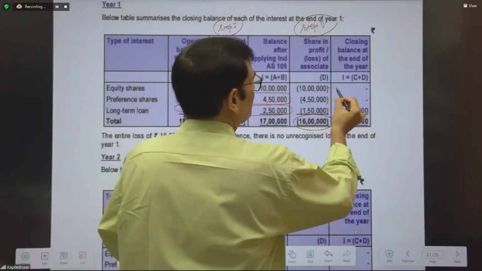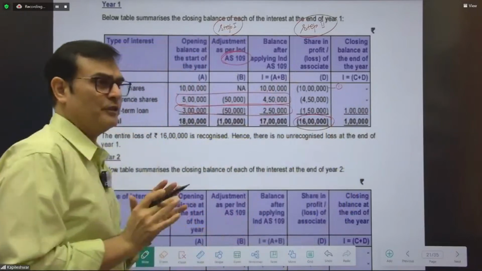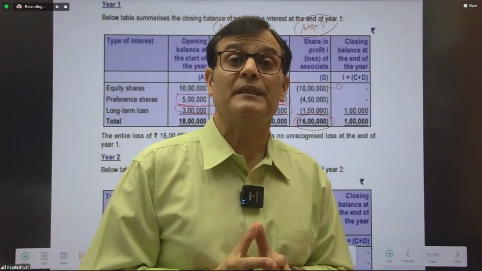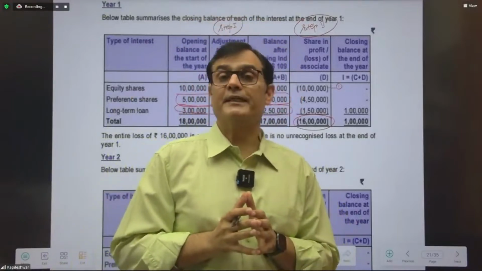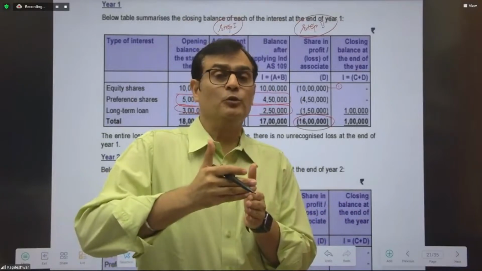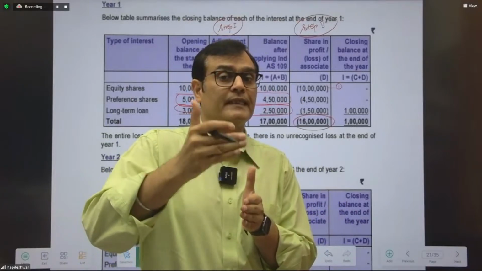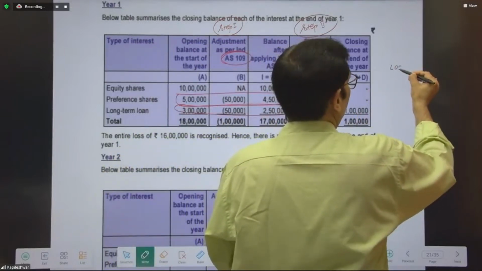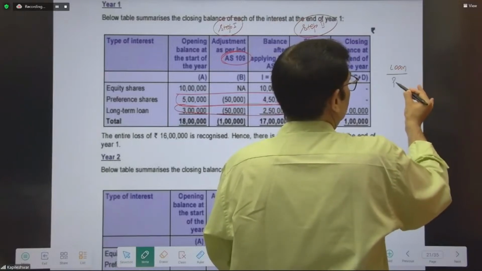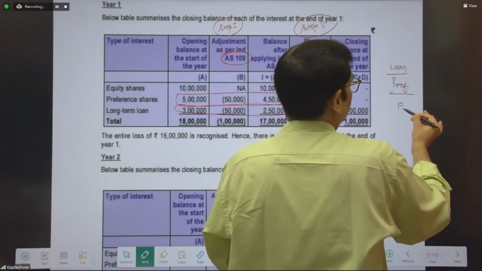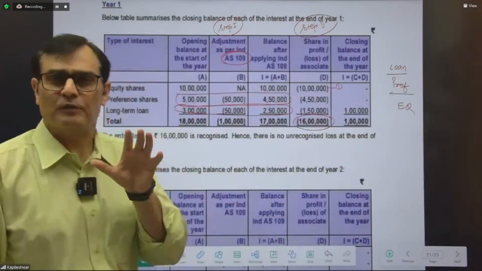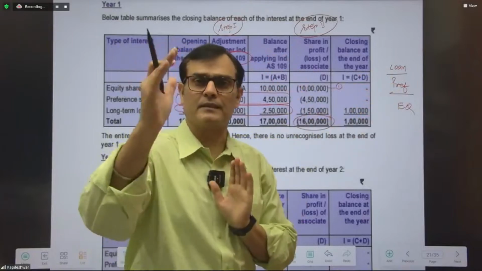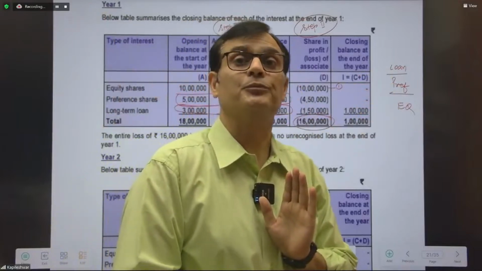Out of the 16 lakh, first you allocate the loss to equity. Now you need to understand that if a company liquidates, what is the order in which the money is paid? You first pay the loan holders, then the preference, and then the equity. So on liquidation, the loan people get the money first, the preference gets the money thereafter, and the equity gets the money at the end. This is the order in which they will stand in the queue.